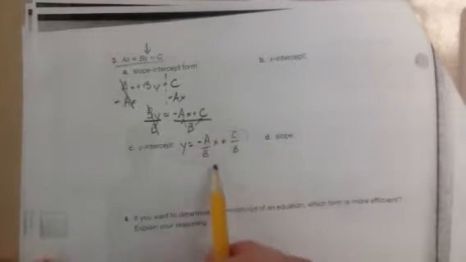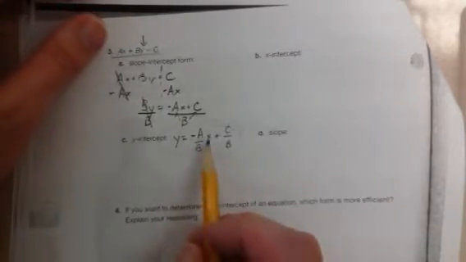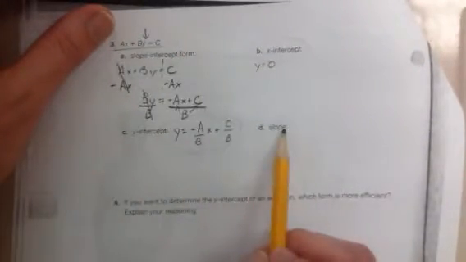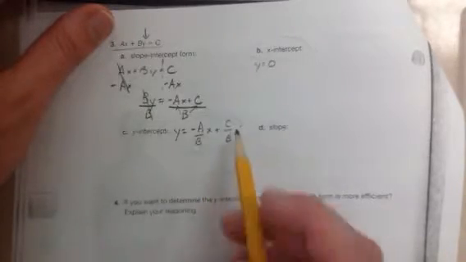So now looking at this, you should still be able to tell what the y-intercept and what the slope is. And you should still be able to plug in 0 for y to find out what the x-intercept is. Now again, since this is a little bit newer, I'm going to go over it with you. But I want you to do the y-intercept and the slope on your own. It's not going to be a number this time, though. It's going to be variables.